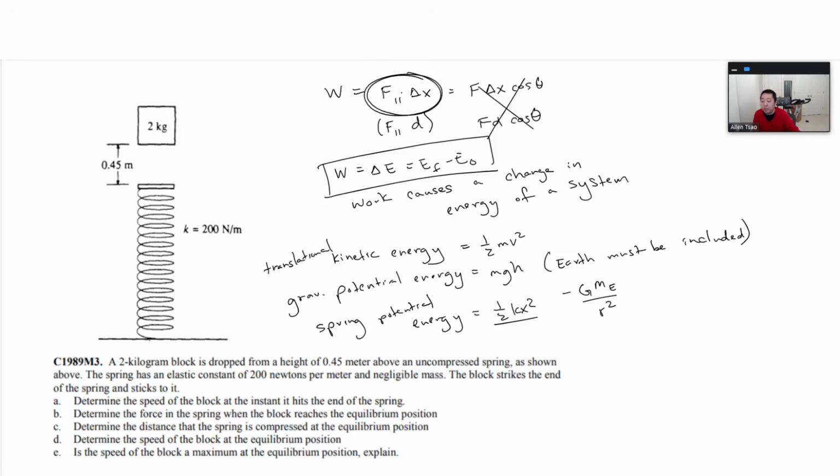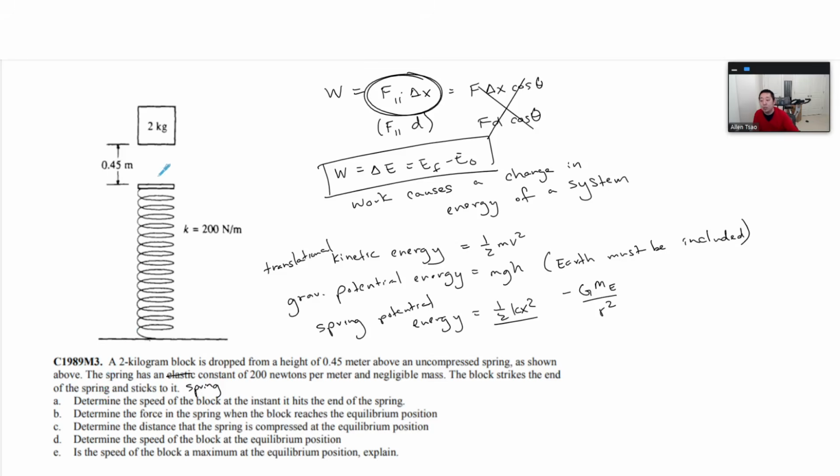Okay, so we have a 2 kilogram block dropped from a height of 0.45 meters above an uncompressed spring as shown above. The spring has an elastic constant. Spring constant is the old terminology. It's a spring constant of 200 newtons per meter and negligible mass. The block strikes the end of the spring and sticks to it. Determine the speed of the block the instant it hits the end of the spring.